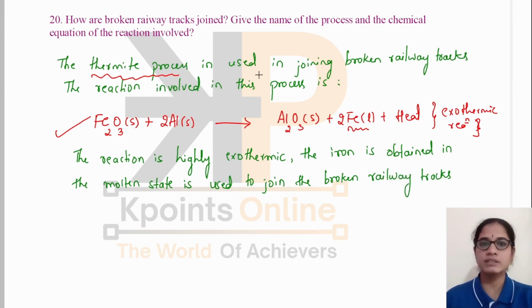So what is the question here? How the broken railway track is joined. You have to write the process that is involved. Thermite process, you should write here. This will be of 1 mark. Then you have to give the name of the process along with the chemical equation. A balanced chemical equation needs to be written. Then again you have to mention how this process is used to join the railway tracks, because the iron is obtained in the molten form. As the reaction is highly exothermic, it is used to join the broken railway tracks.